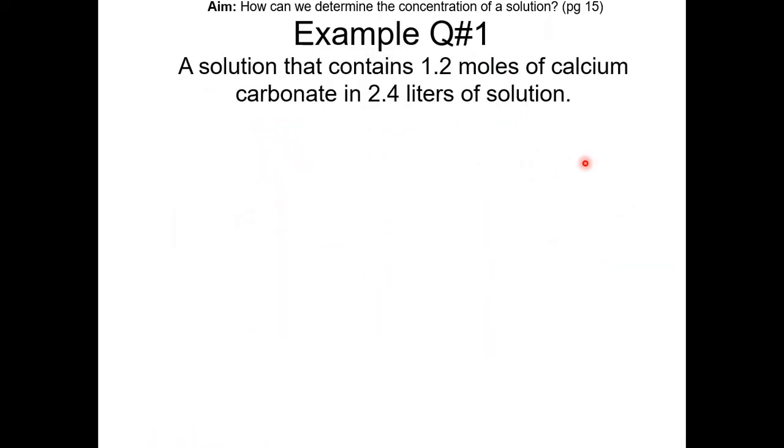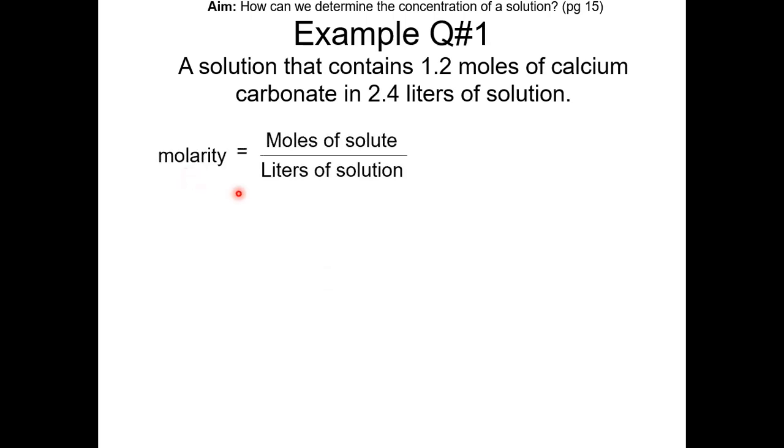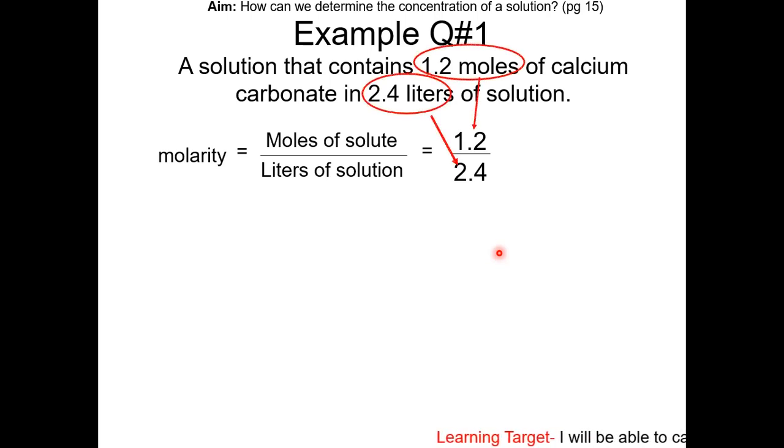Now let's get into the calculations of molarity. Let's look at the first example. A solution contains 1.2 moles of calcium carbonate in 2.4 liters of solution. The first step is to look up the equation on Table T on your reference table. Molarity is equal to moles of solute over liters of solution. Next, we plug into the equation 1.2 over 2.4. That gives us 0.5 molar.